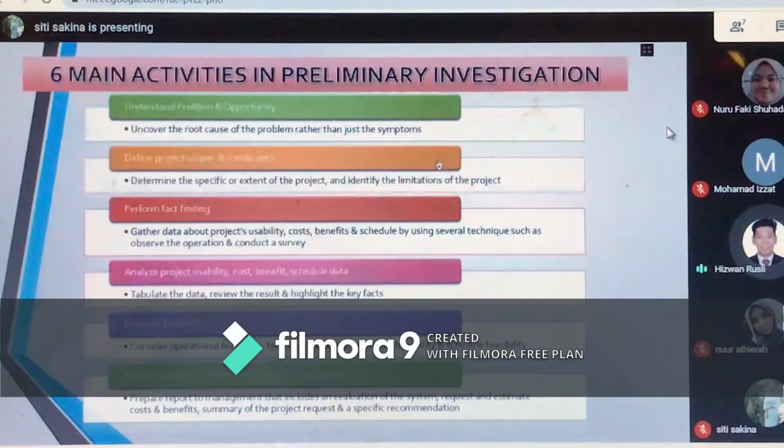And the fifth one, evaluate feasibility. The step to evaluate the project feasibility has four types of feasibility: operational, technical, economic, and schedule. So the last main activity is to present recommendations to management.